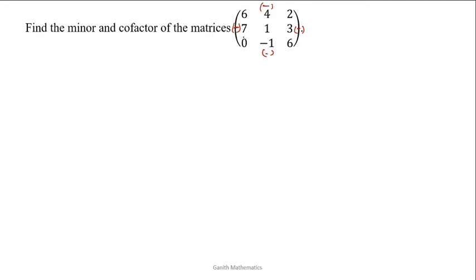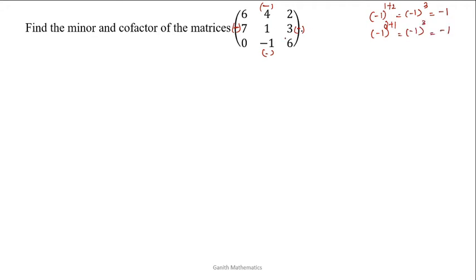Why am I saying these are all negative? Look here, this is the place A12, right? A12 means -1 to the power 1 plus 2. So it is -1 to the power 3, so it will be negative. And this is the place A21. So -1 to the power 2 plus 1. So it is -1 to the power 3, so it will be negative.